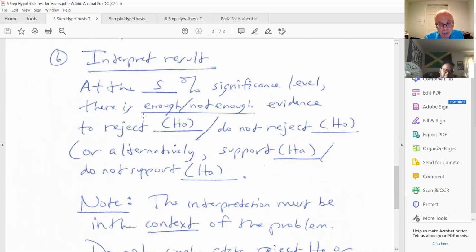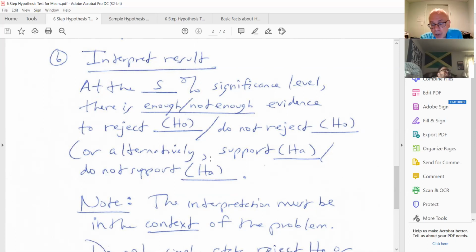And then you say something like there is enough or not enough evidence. So enough evidence means you're rejecting the null. Not enough evidence means you're not rejecting the null. Alternatively, if you're going to reject the null hypothesis, you could say there's enough evidence to support the alternative hypothesis.